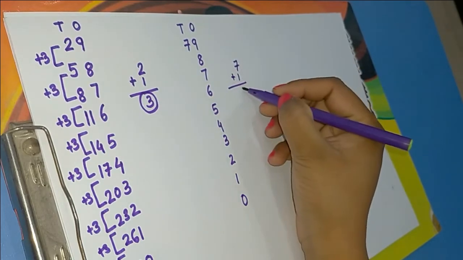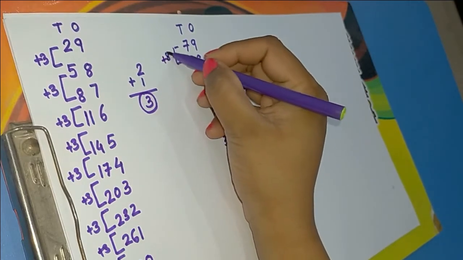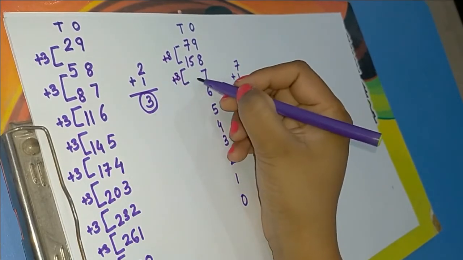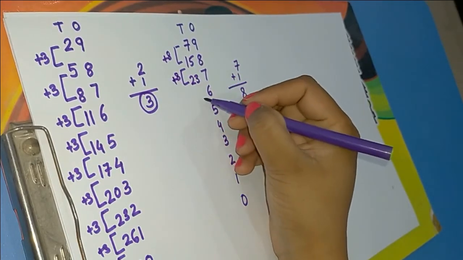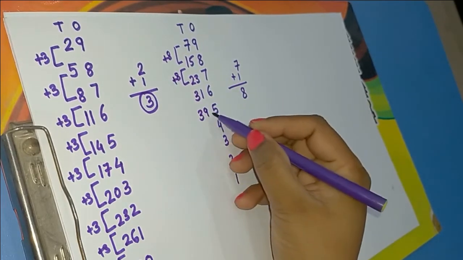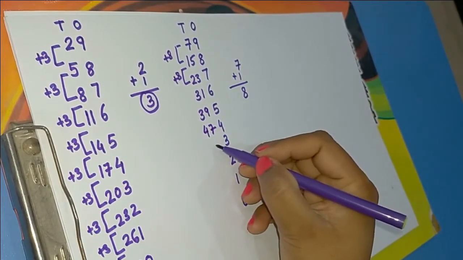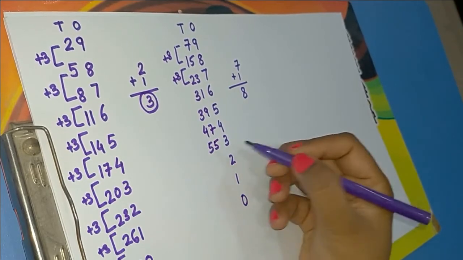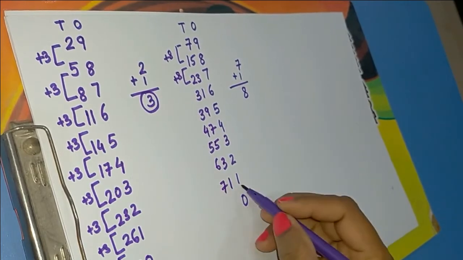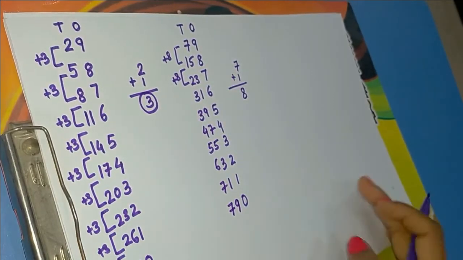So 7 plus 1, 8, and here we need to add this 8 to this 7. So 7 plus 8, 15. Again add 8. 15 plus 8, 23. 23 plus 8, that is 31. 31 plus 8, 39. 39 plus 8, that is 47. 47 plus 8, 55. 55 plus 8, 63. 63 plus 8, 71, and 71 plus 8, 79. So here we got the table of 79.